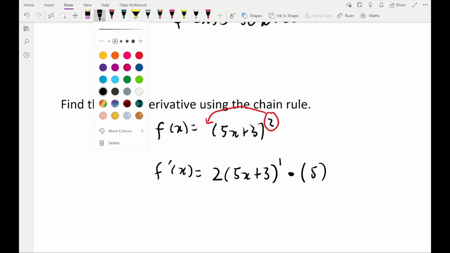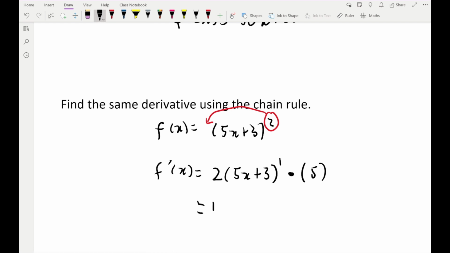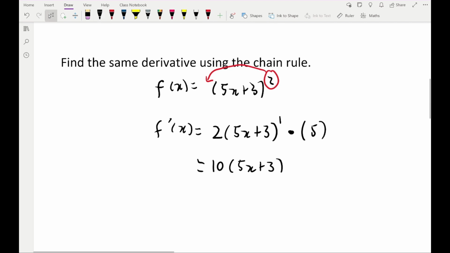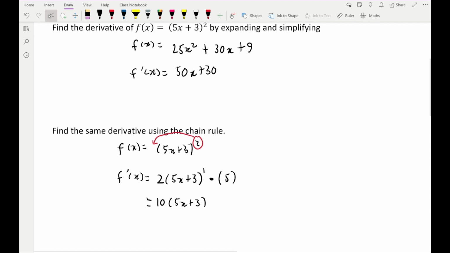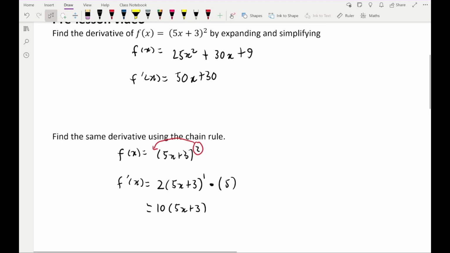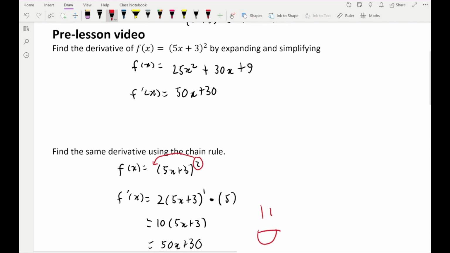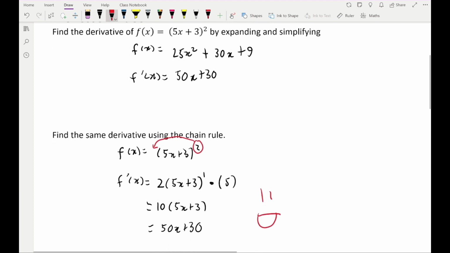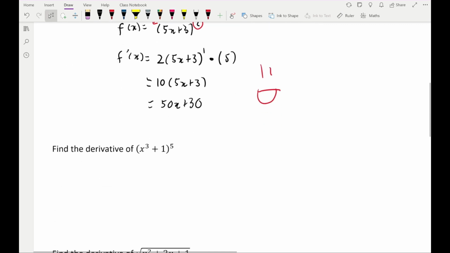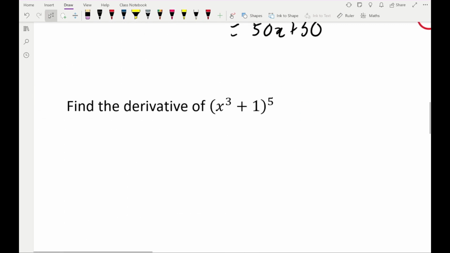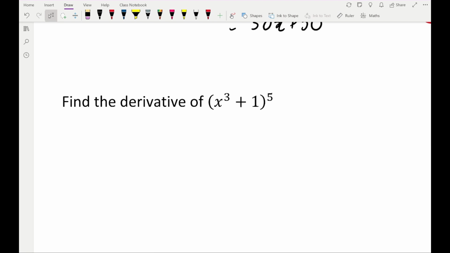Okay, so let's see what we get. This is going to be 2 times 5 out the front, 10 lots of (5x+3). Cool. So does that match the original derivative we got? Not quite, but it will if I expand it. That's 50x plus 30. So we are very happy. We've matched the chain rule with the original working out. So you might be wondering, because we can do it both ways and the chain rule looked harder, what's the point? Well, the point is when you get bigger powers like this, you're going to have to use some Pascal's triangle shenanigans to expand that, and you just don't want to do that.